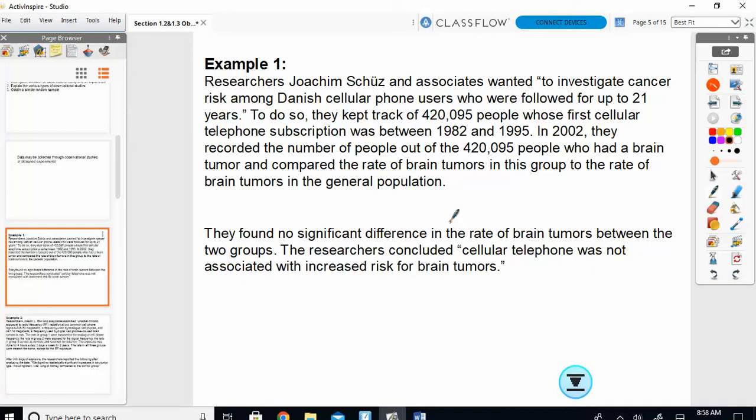1982 and 1995. Then, in 2002, they recorded the number of people who had a brain tumor and compared that rate of brain tumors in that group to the rate in the general population. So they found no significant difference in the rate of brain tumors between the two groups, and they concluded that cell phones did not increase your risk of a brain tumor. All right, so without me telling you the difference between an observational study and a designed experiment, which one do you think this would be?